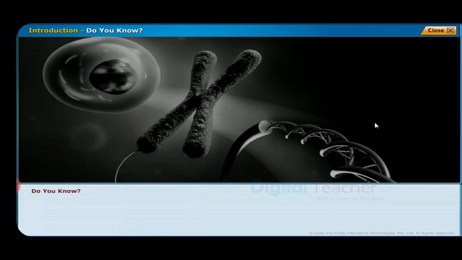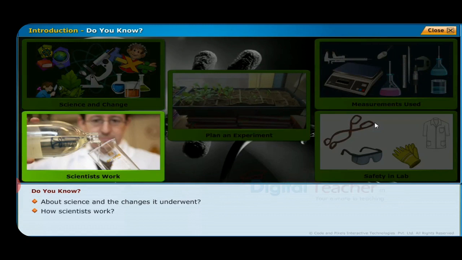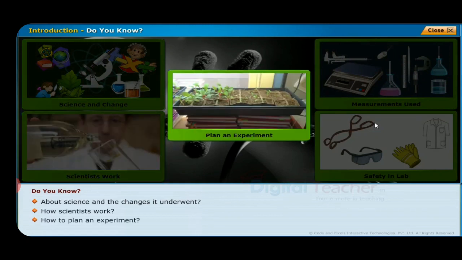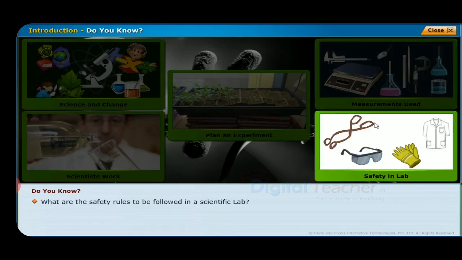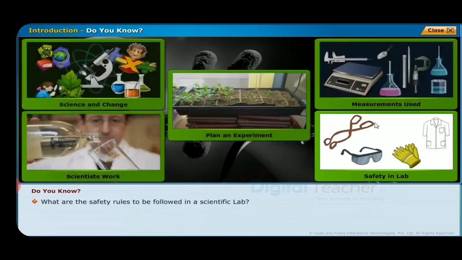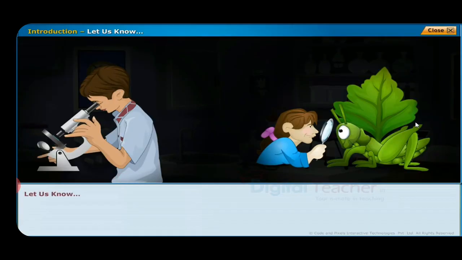Do you know about science and the changes it underwent? How scientists work? How to plan an experiment? What measurements are used to interpret the data? What are the safety rules to be followed in a scientific lab? Let us try to answer these questions and learn more about scientific study.